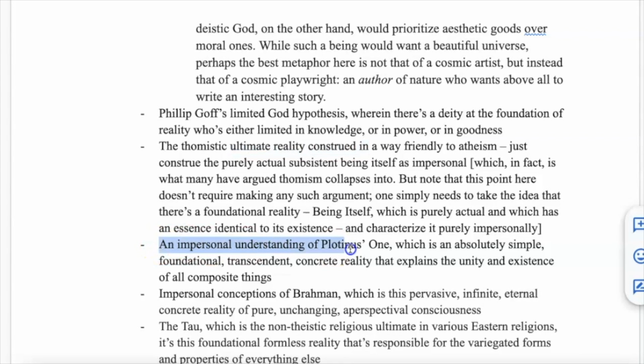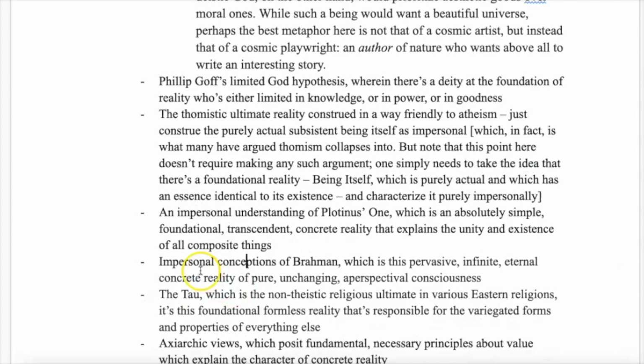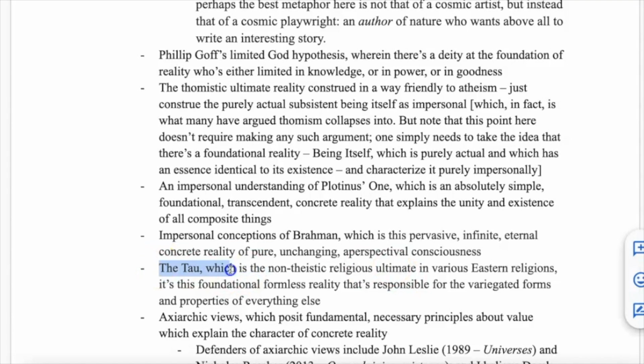You could take impersonal understandings of Plotinus' one, which again is an absolutely simple, foundational, transcendent concrete reality that explains the unity and existence of all composite things. Another non-naturalistic proposal for the necessary concrete foundation of reality is impersonal conceptions of Brahman, which is this pervasive, infinite, eternal concrete reality of pure, unchanging, aperspectival consciousness. Lots of fascinating literature on that. It might be the Tao, which is the non-theistic religious ultimate in various Eastern religions. It's this foundational, formless reality that's responsible for the variegated forms and properties of everything else.